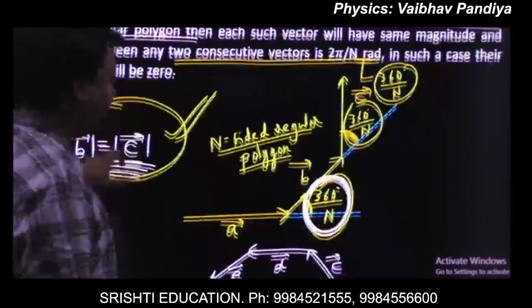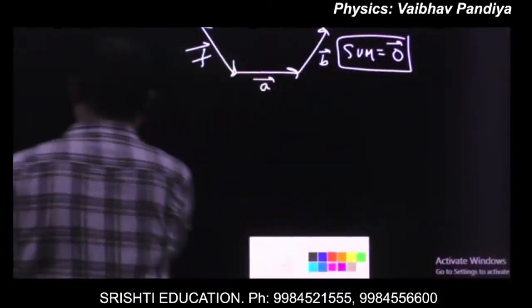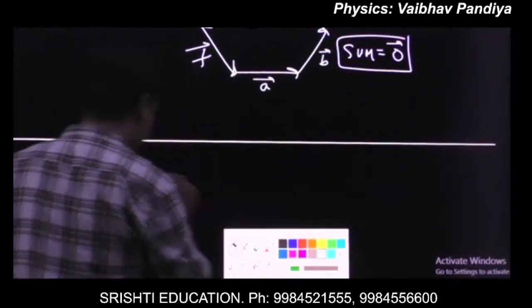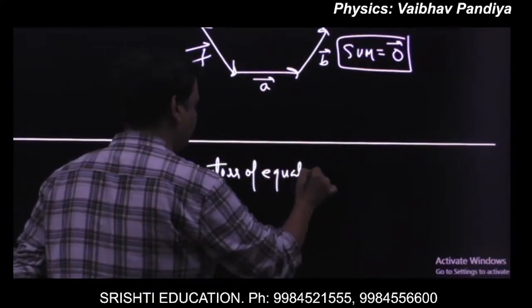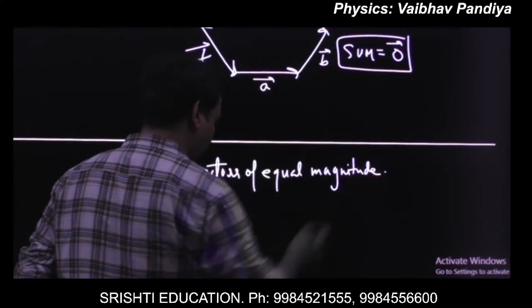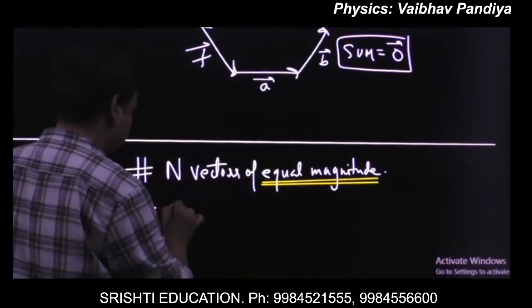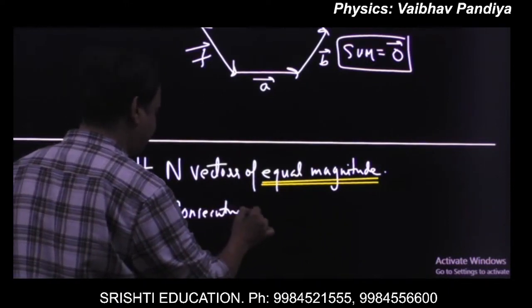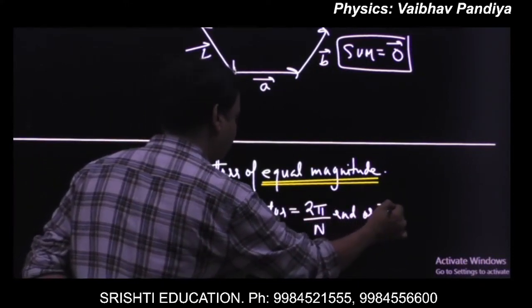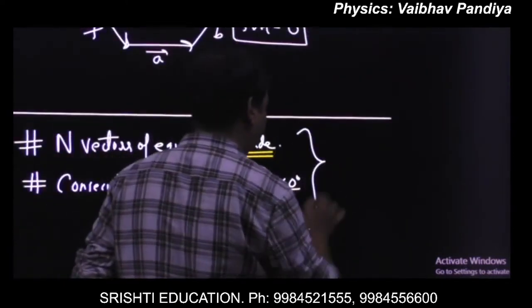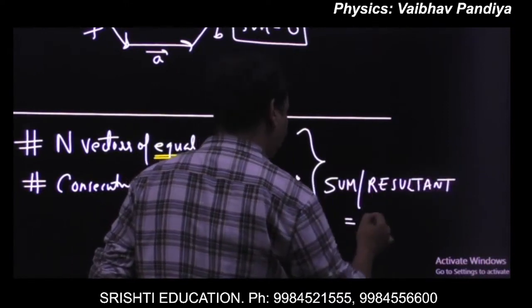Correct? So what we can conclude, there are two properties. You can write these down, a fingertip point which will be applied in many situations. Whenever we have n vectors of equal magnitude, number one, they must have equal magnitude. And number two, the consecutive vectors must have an angle of 2 pi by n radian or 360 degrees by n. Then their sum or resultant will be a zero vector.